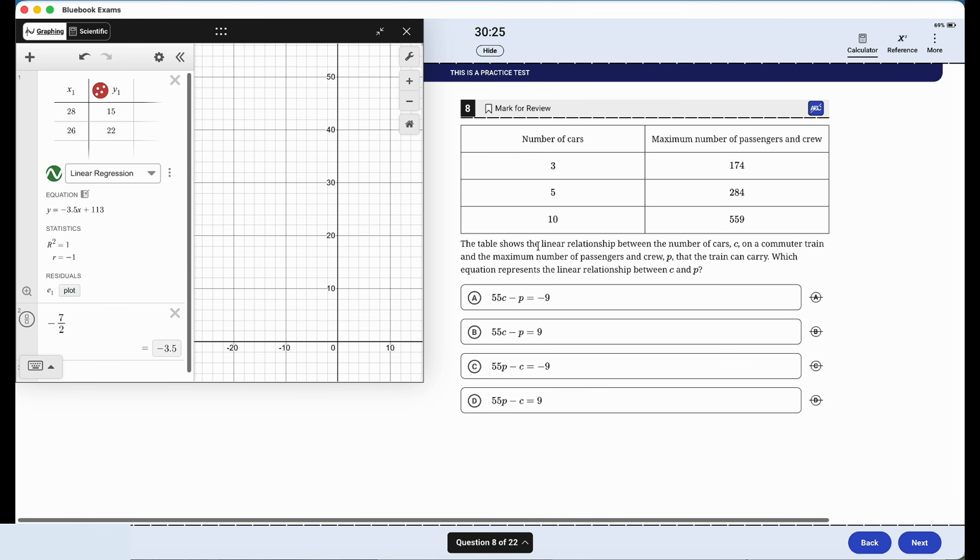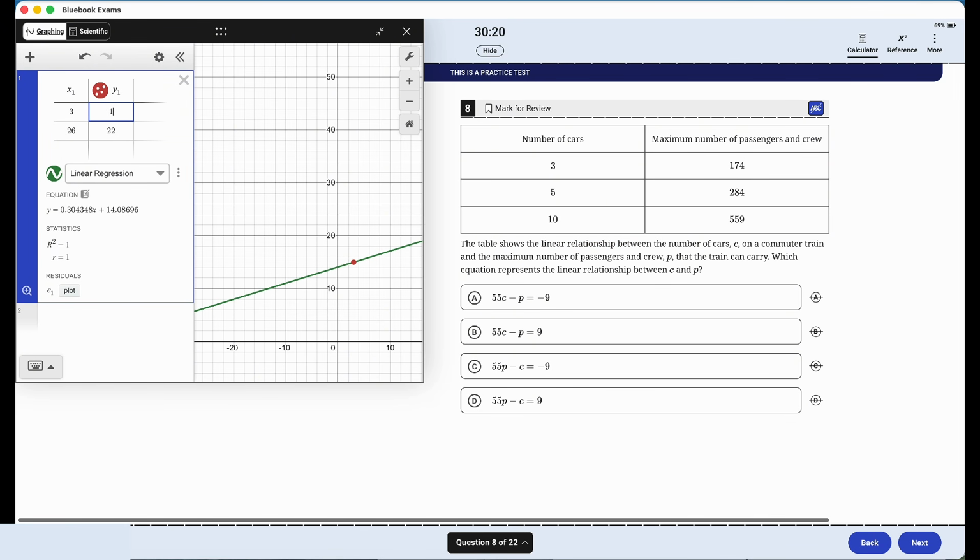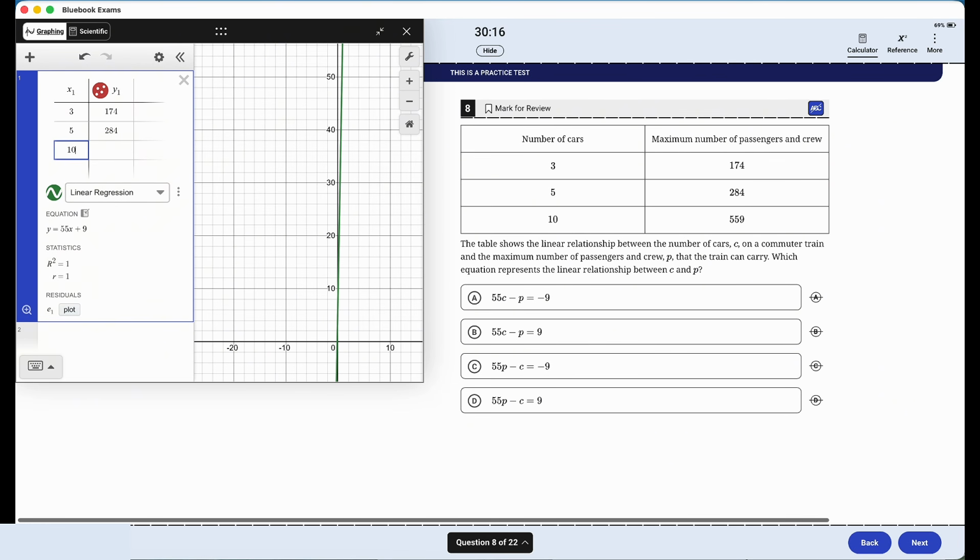Okay. Another linear relationship. We're literally going to do the same thing, right? So if I put these in, 3, 174, 5, 284, and finally 10 and 559, you see, it writes the equation like this. So you kind of have to understand what's your x and your y. So here, cars is x.